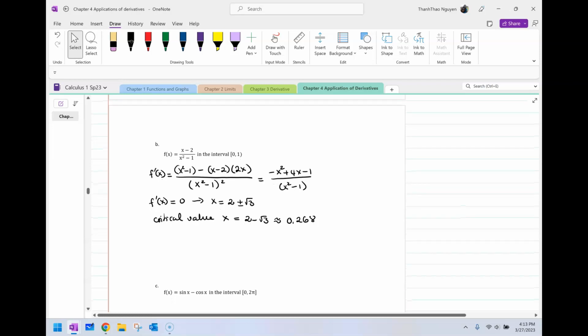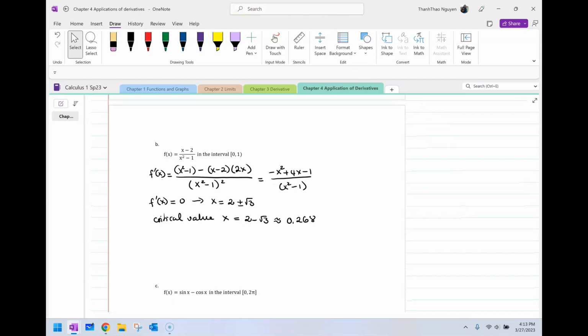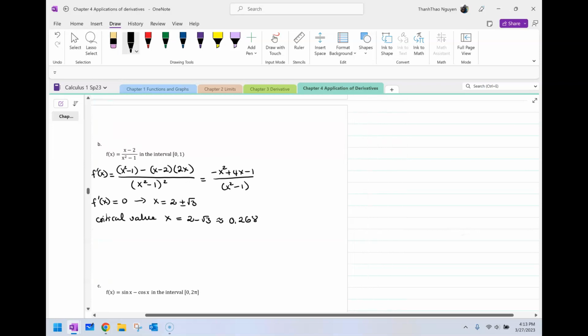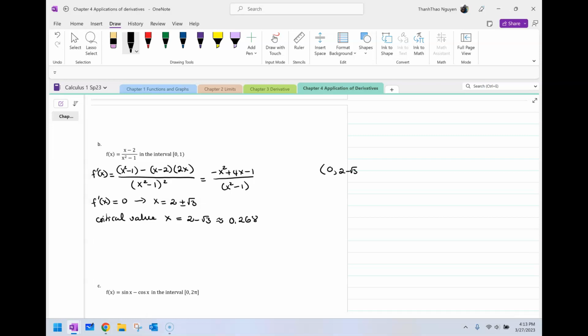The next thing we do is identify the increasing and decreasing intervals. Again, we divide the domain into intervals. So we will look at the interval from 0 to 2 minus root 3, and 2 minus root 3 to 1. f'(x) is negative in the first interval and positive in the second. So here we have decreasing and then increasing, so we have some sort of min here.